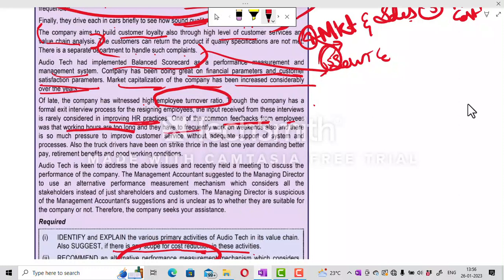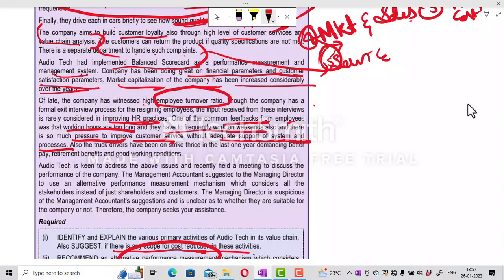They have been frequently working on weekends also, and there is so much pressure to improve the customer service without adequate support of system and processes. So we are not giving them proper resources to solve the customer problems, but we are asking them to solve the customer problems, and they are having all these issues like working long hours and working on weekends also.